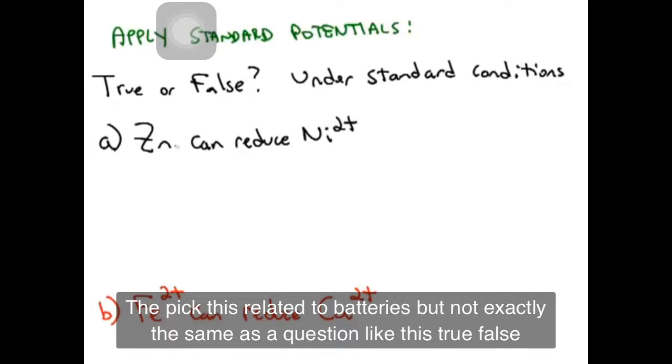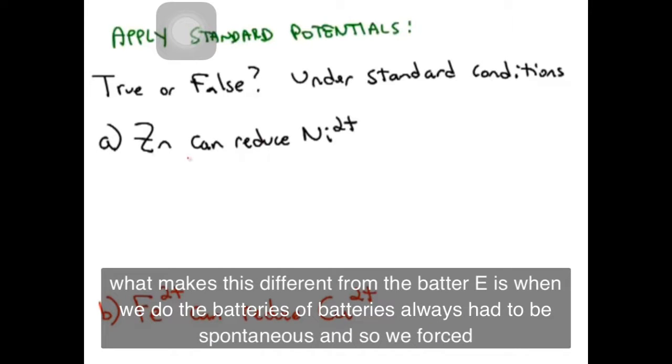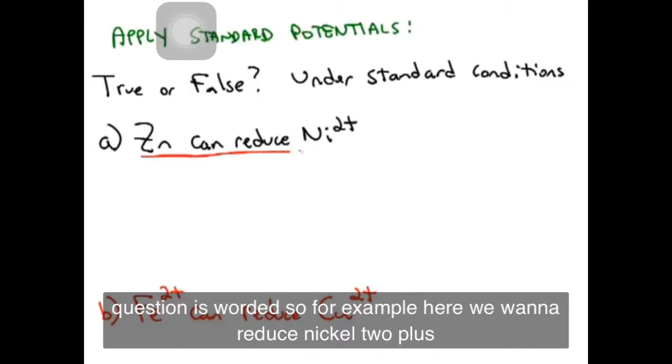This next video will help you to understand more about spontaneity of redox reaction. Here is a question like this: true or false? Under standard conditions, zinc can reduce nickel 2+. What makes this different from the battery is that when we did a battery, it always had to be spontaneous, and so we forced the reaction to be the way that would give us an overall spontaneous reaction. In a problem like this, we can't do that. We have to follow the way the question is worded.